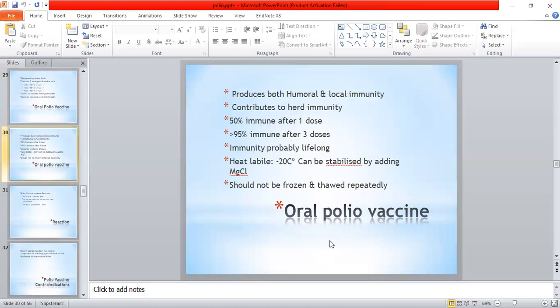The oral polio vaccine produces both humoral and local immunity, and it also contributes to herd immunity. 50% immune after 1 dose, and more than 95% immune after 3 doses, and immunity is probably lifelong. It is heat labile, stored at minus 20 degrees centigrade, can be stabilized by adding magnesium chloride, and it should not be frozen and thawed repeatedly.